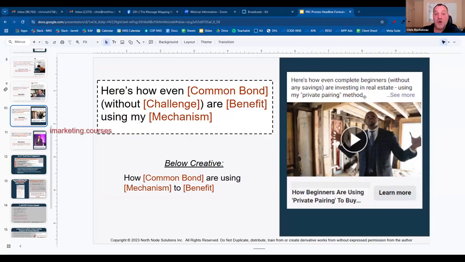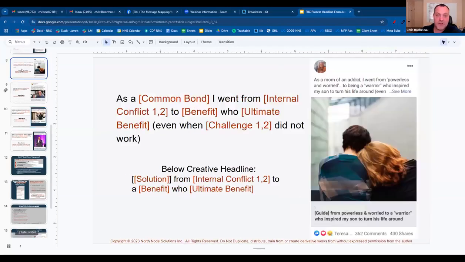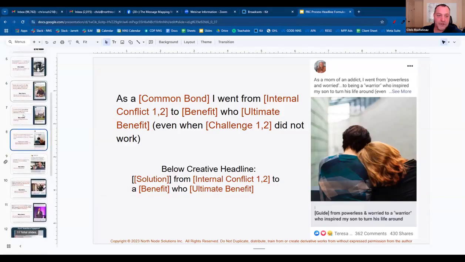Some of you hardcore direct response marketers are going to have a hard time with this concept. If you can embrace it, you will see the data. The data will change your freaking life, right? I know it. I've seen it so much, okay? So look at this, story-based. As a common bond, I went from this to this. There's no you, all right?